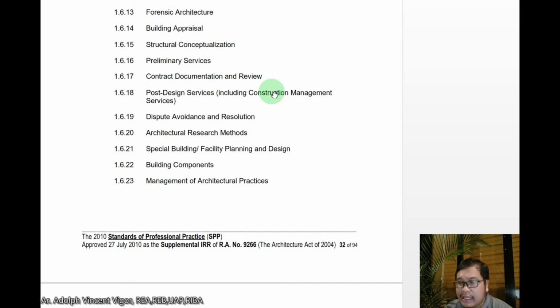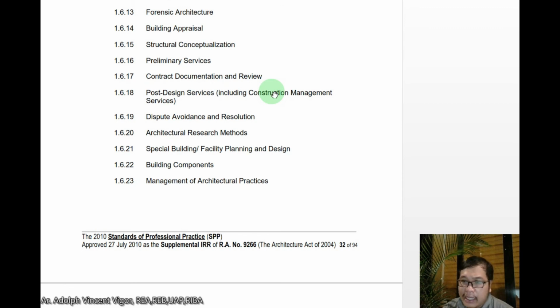Okay. So I think it's good for architects to be able to learn building appraisal because we could already visualize the different parts and components of the building just by looking at its plans, then its estimates. And so I think we could get a much clearer picture compared to those who have no background in construction and design. Then we have structural conceptualization.